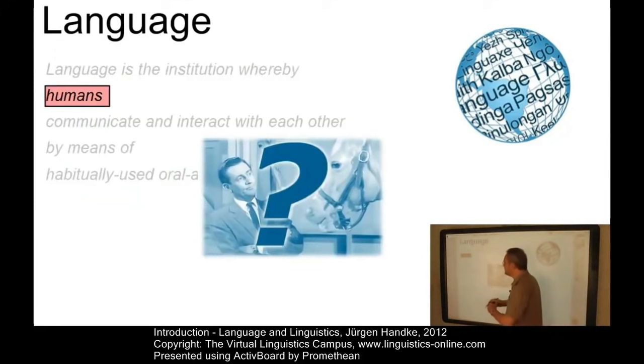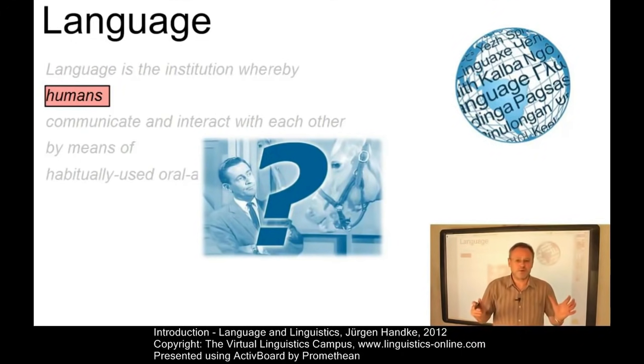Language is confined to humans. Animals certainly communicate with one another. However, all animal communication systems lack the ability to communicate about anything beyond the here and now, and they do not allow novel messages to be produced and understood. So language is confined to humans in a strict sense.